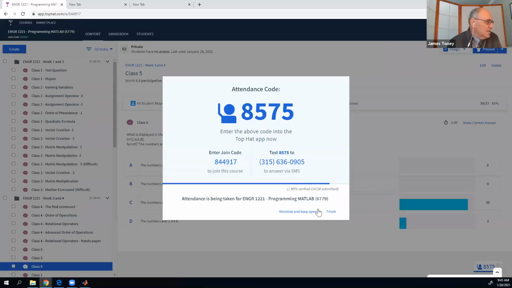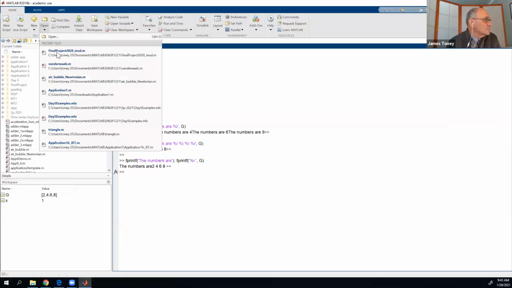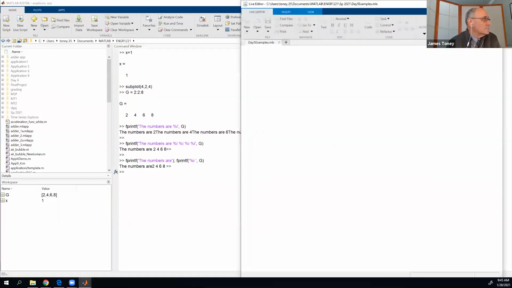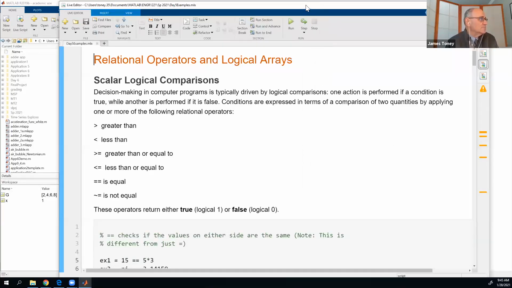All right, so let's go to the code examples for today. All right, so you can open up day 5 examples.mlx, download it from the module.